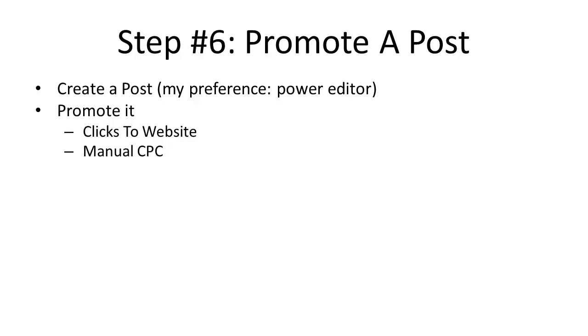So basically, there are 2 options for clicks to website, and I don't know what the second one is called, just clicks or something like that, and then you can enter your manual CPC. Otherwise, they're doing everything by CPM, cost per 1,000 these days.